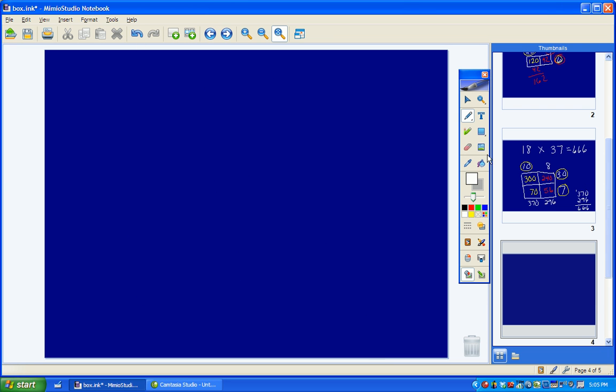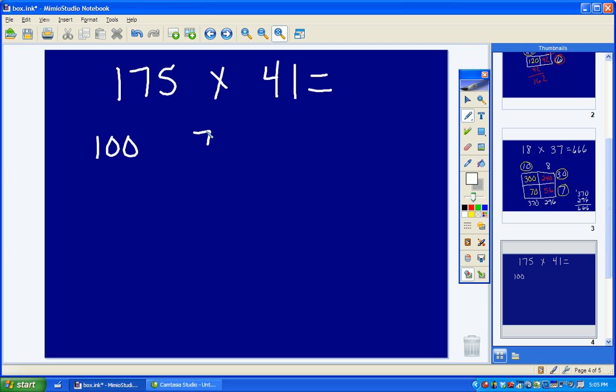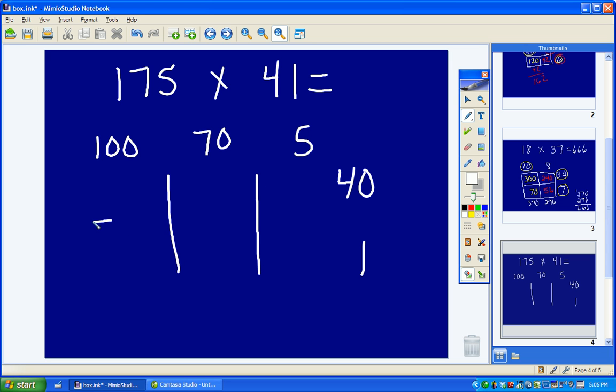And my last example will be a 3-digit by 2-digit. Let's do 175 times 41. So I'm going to break apart my 175 into 100, 70, and 5. So you see how the difference is between this and lattice. I actually show the entire place value. 41 would be 40 and 1. There's 3 of them, so I've got to split those up. There's 2 of those. Split those guys up, and then draw my box around.